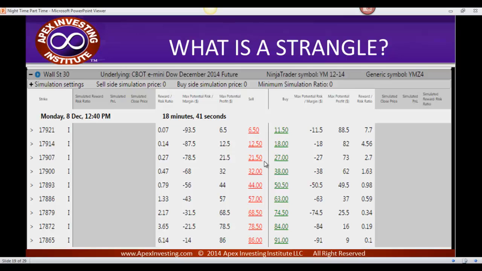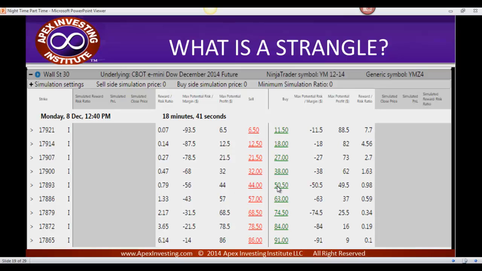So we've got binaries we can buy from $11 to $91. All right? See this one right here is priced at about 50 bucks. That's what we call at the money, right? That means that's where the market is right at 17,893, right? These are your strike prices. These are the different binaries available. So if this one's priced about 50 bucks, that means the market's right here about 17,893.